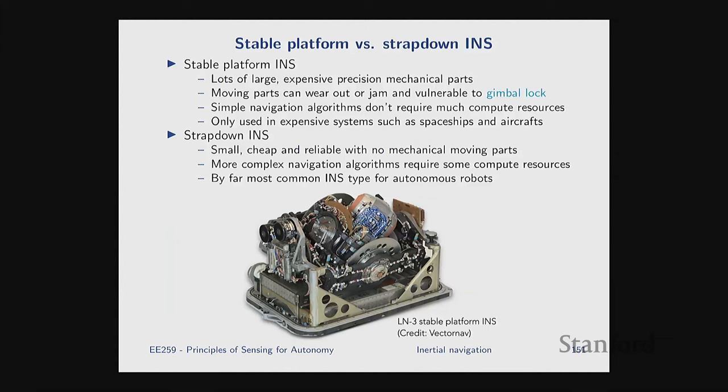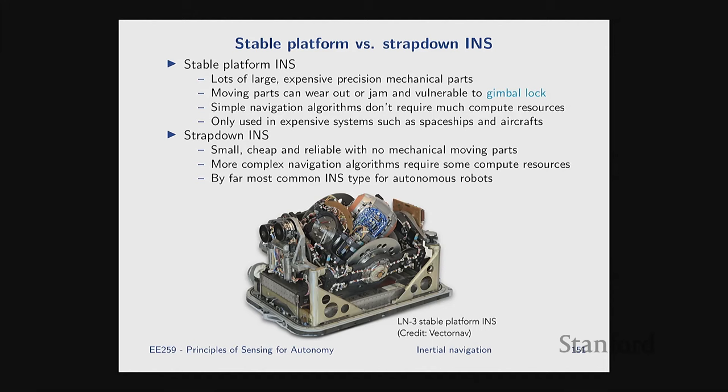I'm not going to spend too much time on this. I think we talked about pros and cons of both types of INSs. So again, stable platform: big and clunky, lots of moving things. It's also prone to a bunch of very specific failures. There's a particularly bad one, which is called gimbal lock, that you can look at.